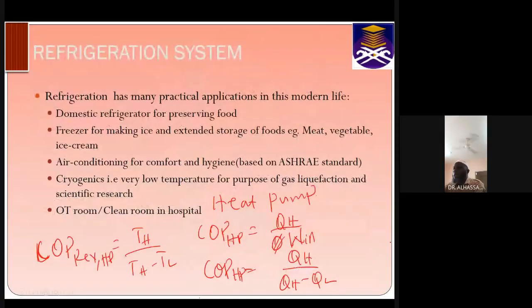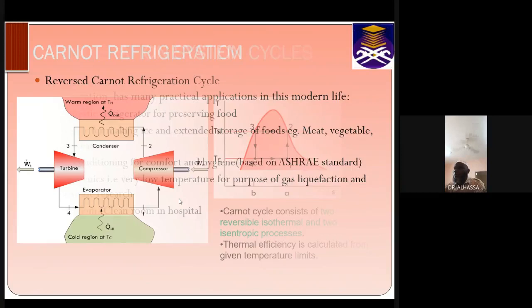Now, refrigeration has many practical applications in modern life. Domestic food preservation, freezing of ice and so on and so forth. Air conditioning applications, then we have cryogenic systems, that is systems operated at extremely low temperatures for the purpose of gas liquefaction. Also air conditioning applications in hospitals. So it has a very wide range of applications.